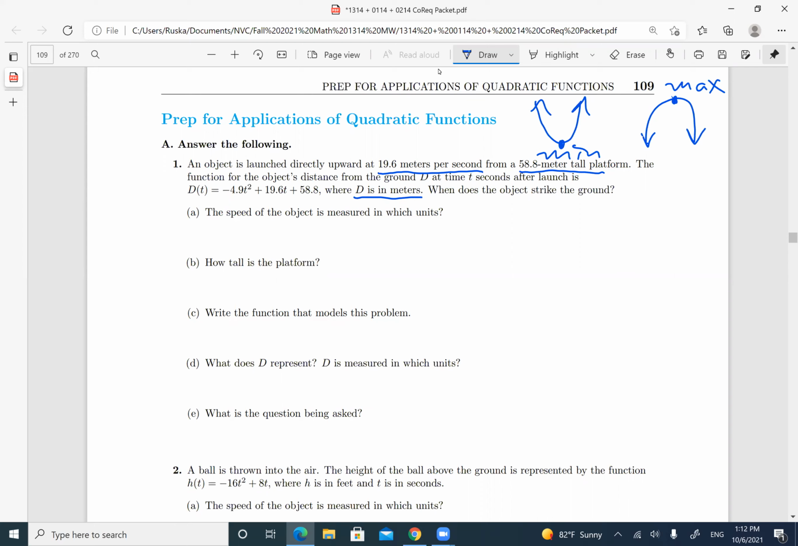So looking at this distance function, it has a square, you have t squared, you have t, and a number. So this is a quadratic function. Looking at the number in front of the square, it's negative, right? So if you have a negative number in front of the square, the parabola is going to open up or down.